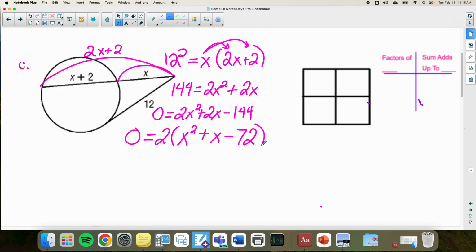So now what I'm gonna do is come over here. I'm gonna forget about that 2. I'm gonna put the x squared here. I'm gonna put the negative 72 here and here. And then I'm gonna put the plus 1 right there. Now, I wanna find 2 factors of negative 72 so that when I add them, I get a positive 1.